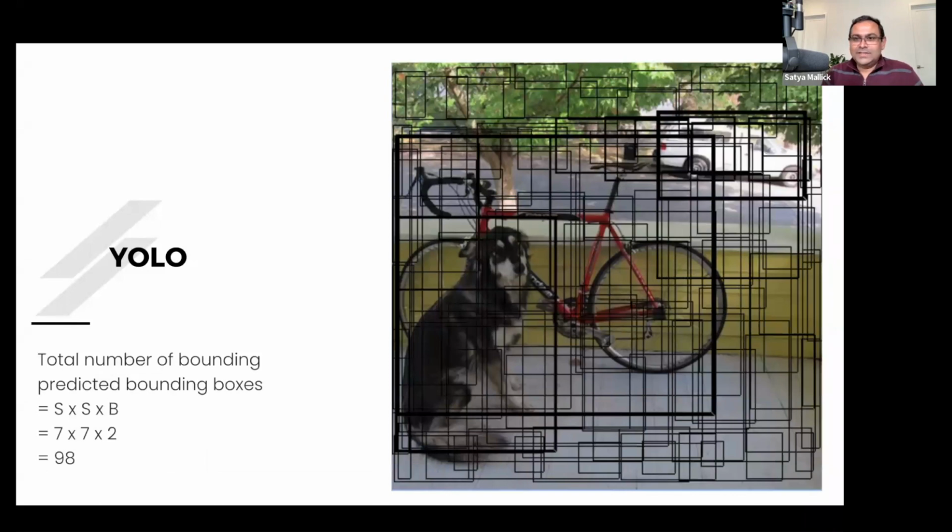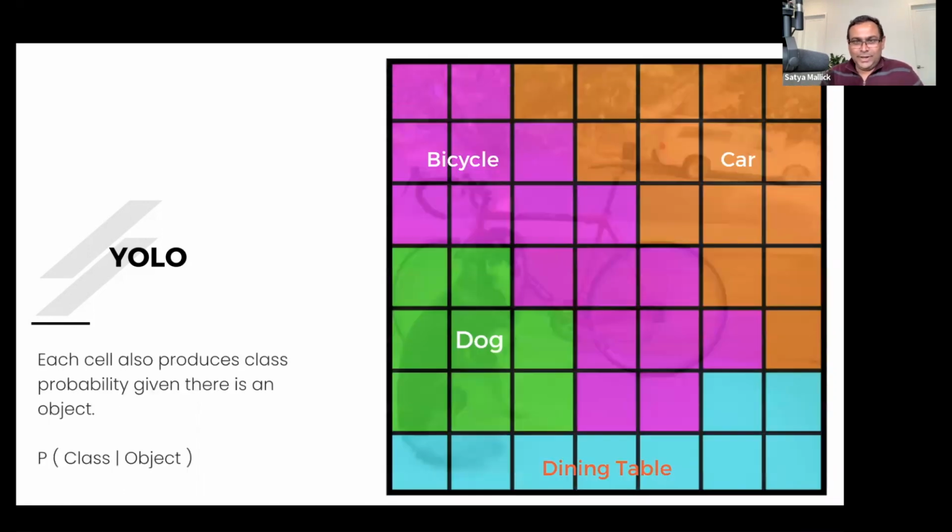Now, you can see that what I just said, the total number looks like the first time I tried to train a model. If you don't set your thresholds, you will see all these boxes everywhere, right? So the total number of predicted bounding boxes is 98. Now, each cell also produces a class or the probability of a class.